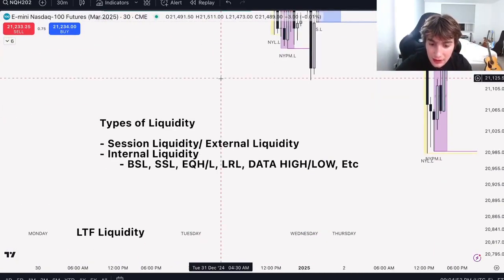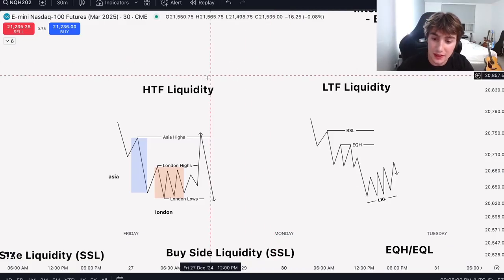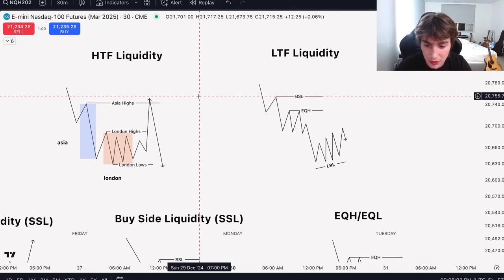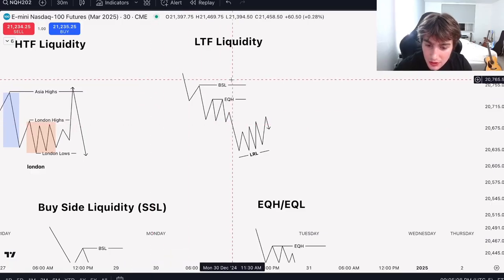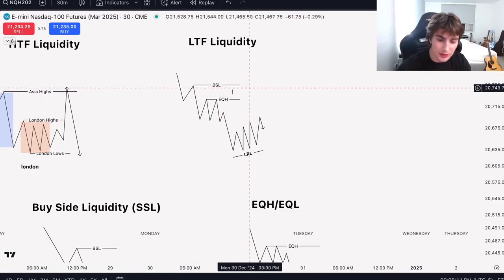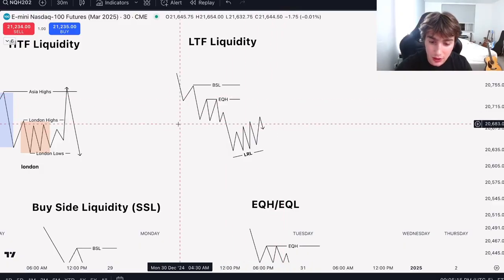Okay, so that's really going to be your higher time frame liquidity, understanding just session highs, session lows. Definitely get some sort of session indicator, which is going to help you a lot, or just learn to understand when these sessions are. And then there's lower time frame liquidity: you have buy side liquidity, sell side liquidity, equal highs, equal lows, low resistance liquidity.